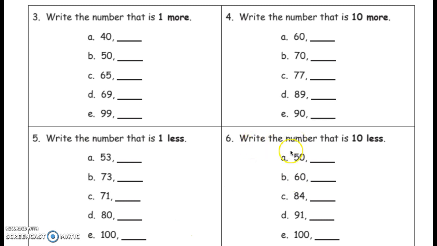Number 6, write the number that is 10 less. So letter A, 50. On the line, write the number that is 10 less than 50. Letter B, 60. On the line, write the number that is 10 less. Just like on the previous page, if you need to get out your whiteboard marker or cubes to figure these out, do that, but do not guess.